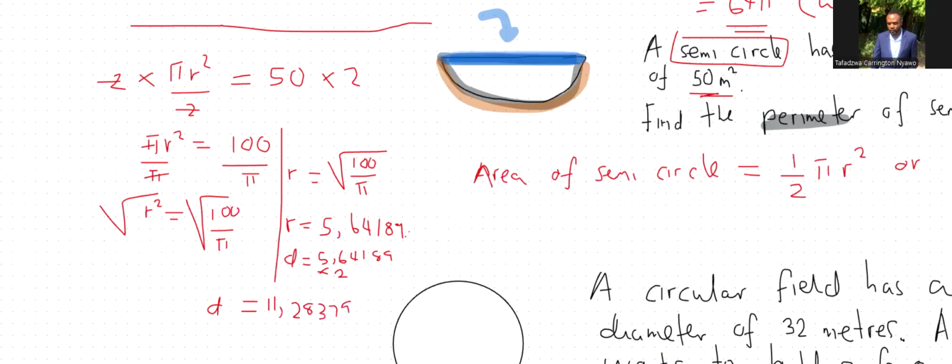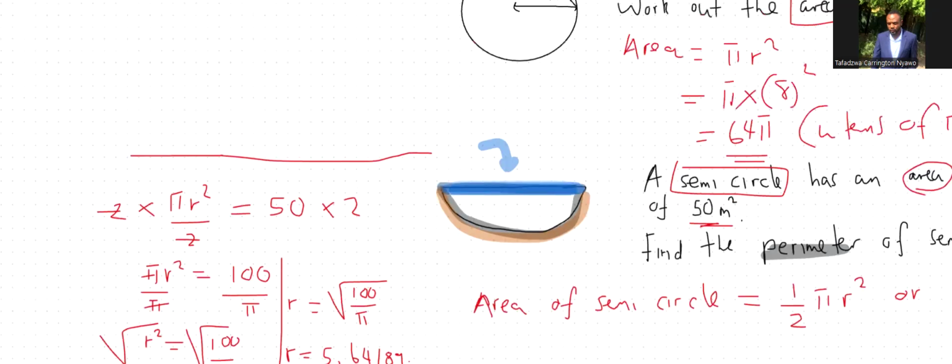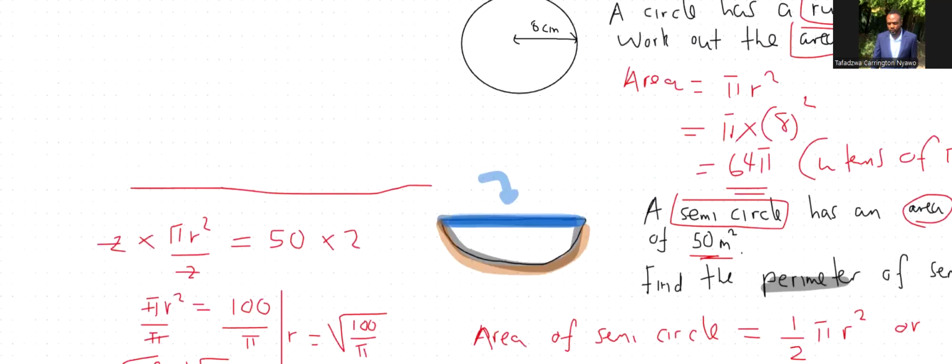Perfect. So I found my diameter. So I'm going up here, and then I now know what my diameter is. Okay, so I'm going to come here, then I'm going to write 11.28. This is my diameter. All right. So I found my diameter.